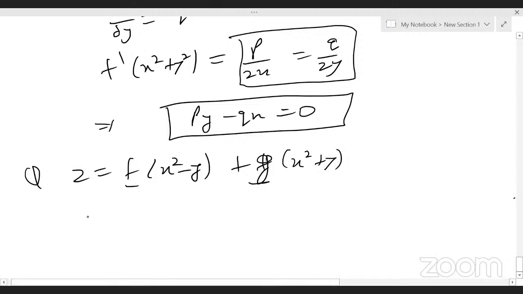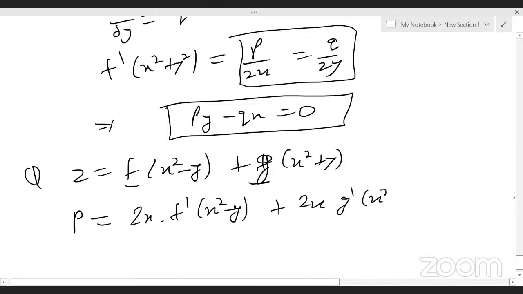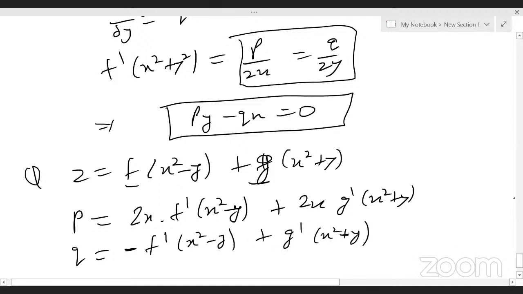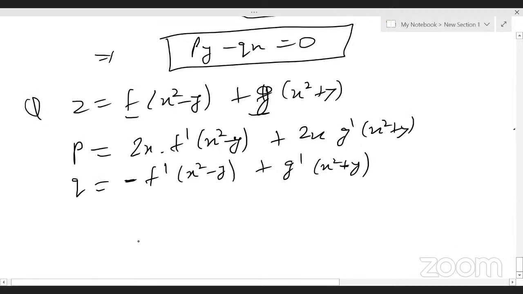So let's differentiate this with respect to x. So p is equal to 2x into f dash of x square minus y plus 2x g dash of x square plus y, and q is equal to minus 1 f dash of x square minus y plus g dash of x square plus y. Right? This is after differentiating only once.